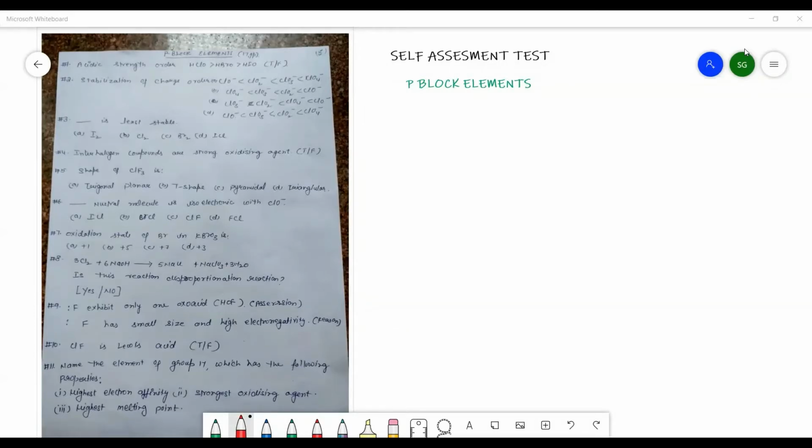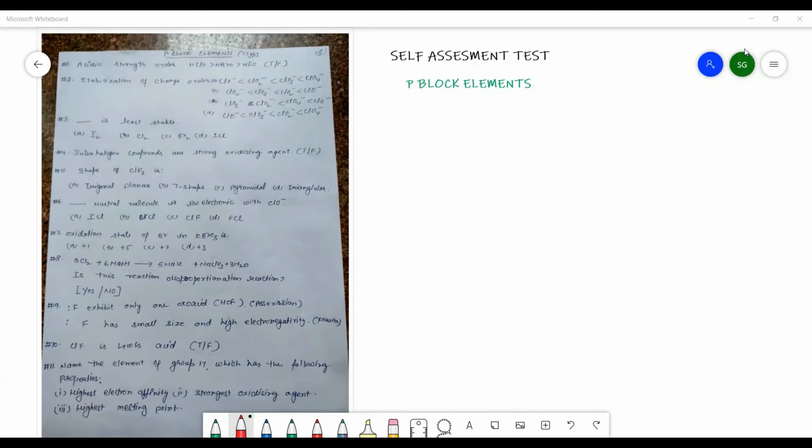So here we are to do another self-assessment test in P block elements. This is the assessment test 5. Tests 1, 2, 3 and 4 we have done in the previous lectures. So let us start the self-assessment test. The first question is acidic strength order.